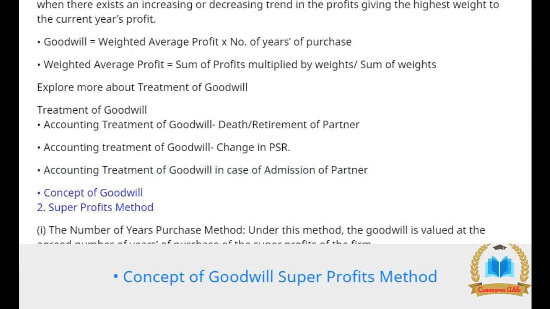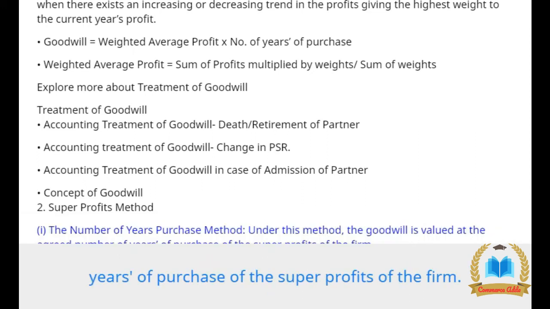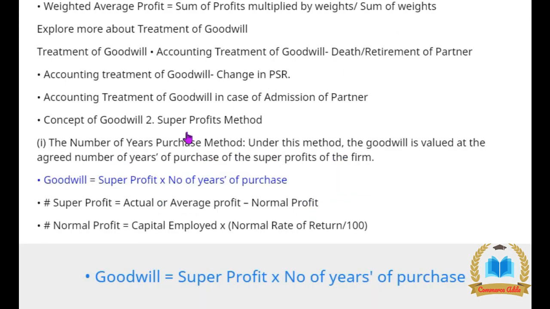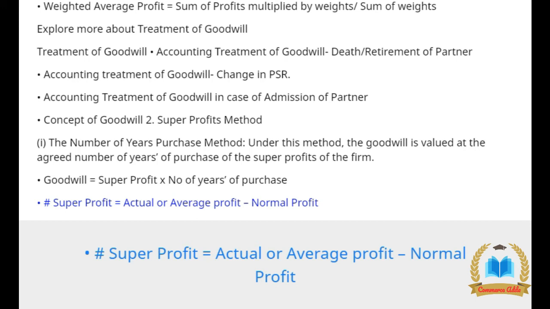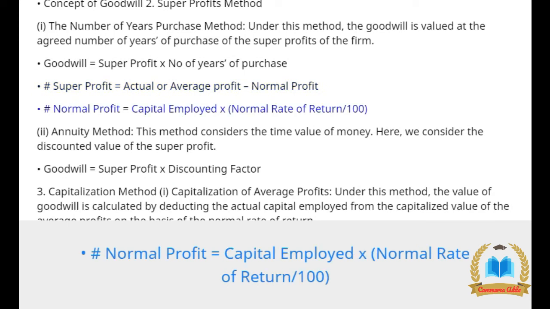Concept of goodwill. Super profits method. I. The number of years purchase method. Under this method, the goodwill is valued at the agreed number of years of purchase of the super profits of the firm. Goodwill equals super profit x number of years of purchase. Super profit equals actual or average profit minus normal profit. Normal profit equals capital employed x normal rate of return / 100.